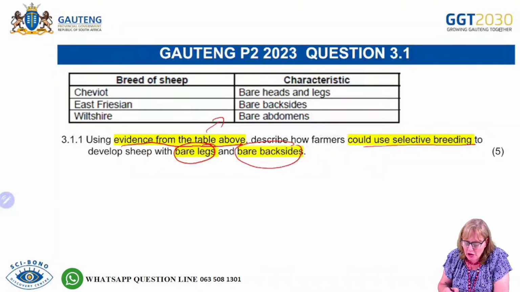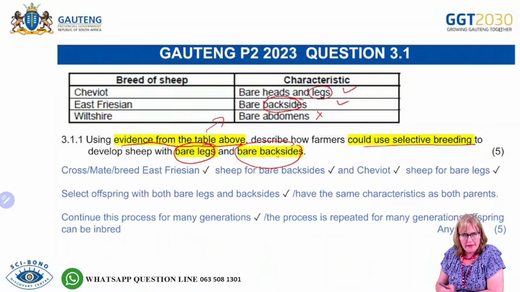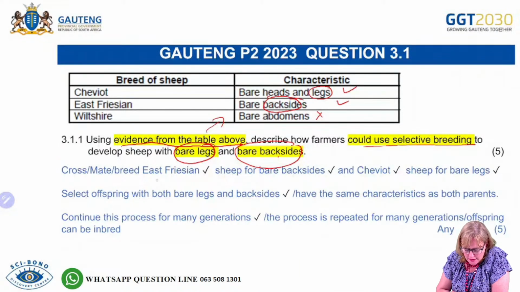Now, all you do is you go and look in the stable and you see, okay, bare head, oh, they don't want that, but they want bare legs. Bare backsides, yes, that's what we want. But there's no bare abdomen, so it's not this one. So we're going to use these two, and we're going to breed and mate them with each other, and, you know, get that. So cross, mate, breed is the word you could have used. The East Frisian for bare backsides, and the Cheviot for the bare legs.